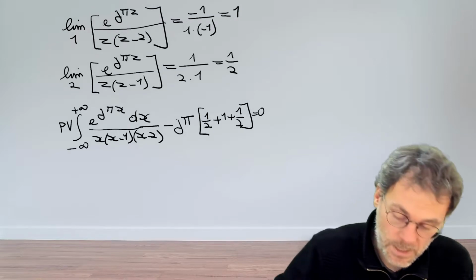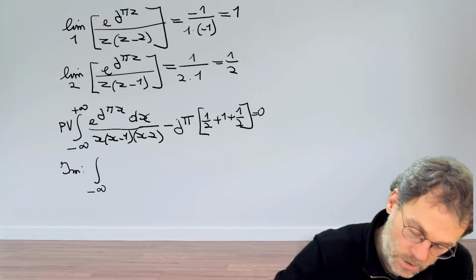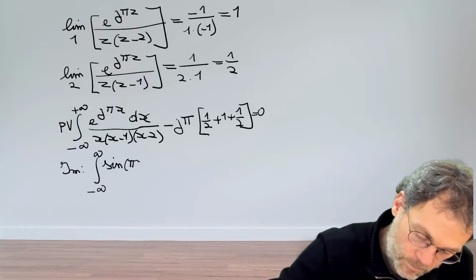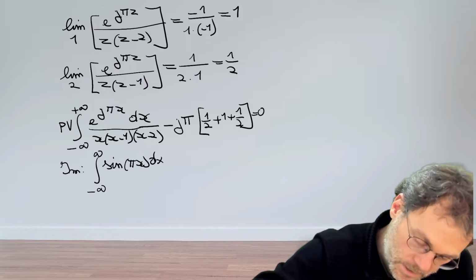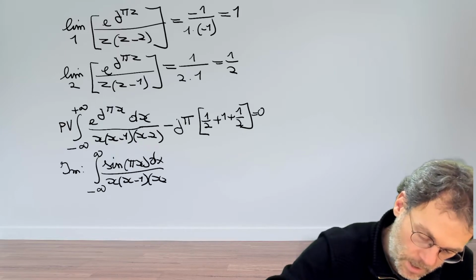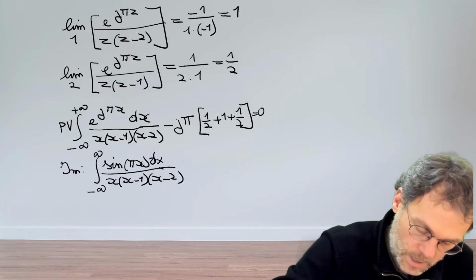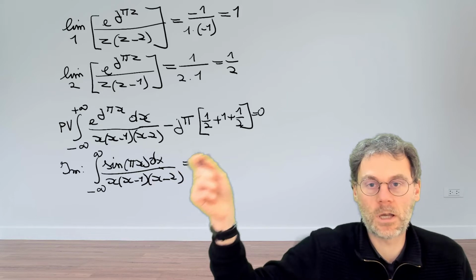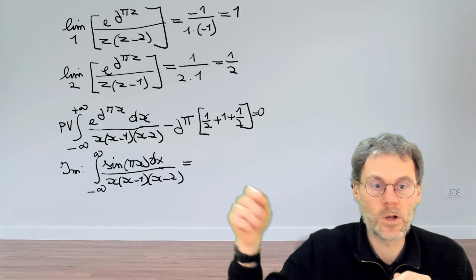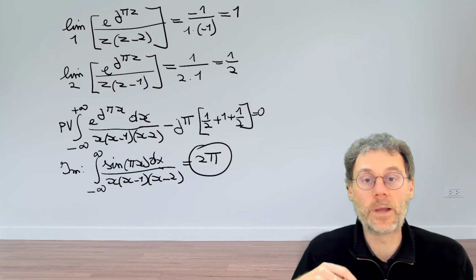And if we now take the imaginary part of this whole expression, then we end up with an integral from minus infinity to plus infinity of sine pi x dx divided by x minus 1, x minus 2, bringing that to the other side and taking the imaginary part. This becomes a 2. So finally, the end result for this integral is a very elegant 2 pi.